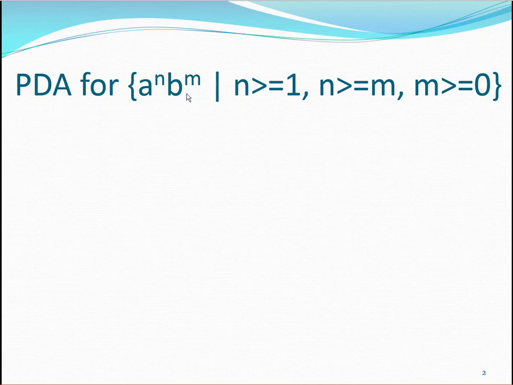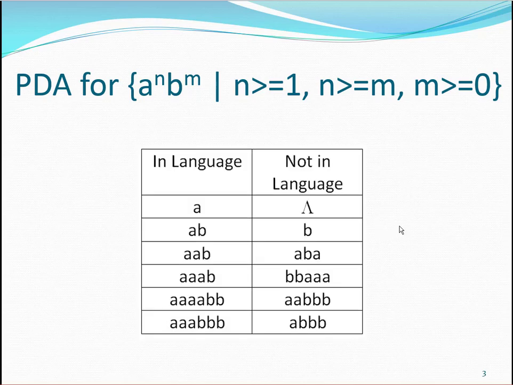It's got a bunch of A's and B's. It has to have at least one A, right? Because n is greater than or equal to 1 for the number of A's. And it also has more A's than B's, or at least as many A's as B's, right? So you can't have more B's than A's, but you can, in fact, have 0 B's, okay? So that's my language.